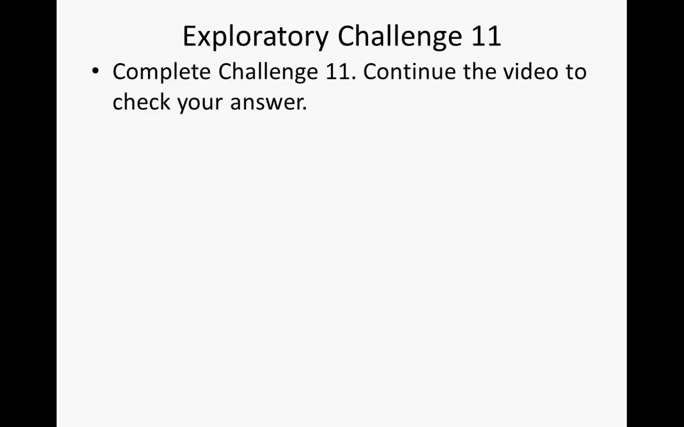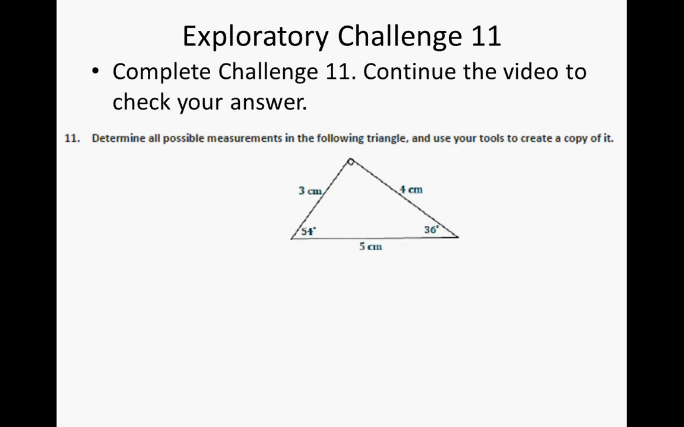All right, exploratory challenge 11. Go ahead and complete that and continue the video. All right, so you're done with challenge 11. Determine all possible measurements in the following triangle and use your tools to create a copy of it. So you have a segment of 3, another segment of 4, a 90-degree angle, and another segment of 5. When you do that, then you have a 54-degree angle on the left and a 36-degree angle on the right.